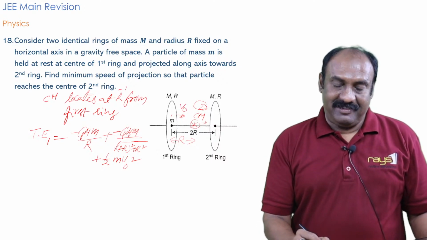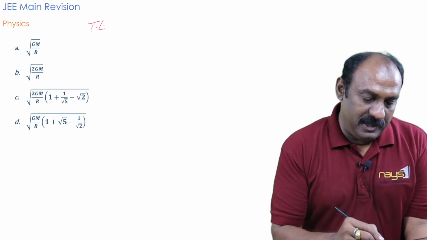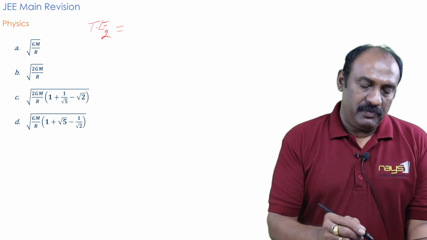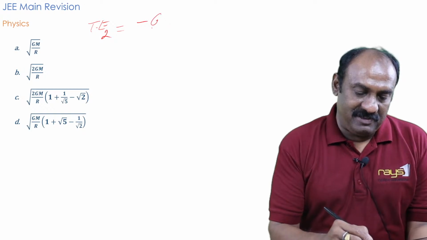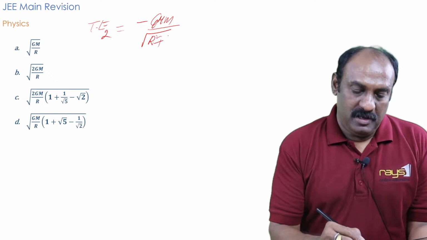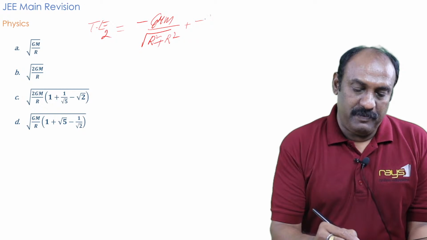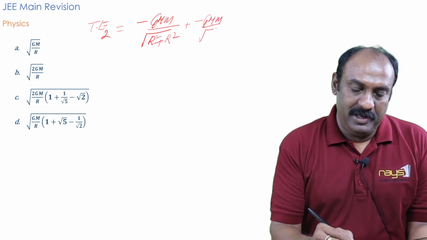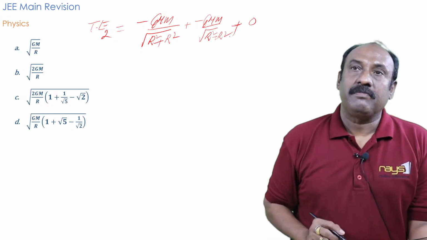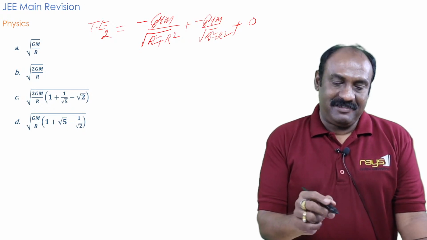Now, when it reaches the center of mass, the final energy of the body when it just reaches position 2: at position 2, the potential energy is minus G m m by square root of r square plus r square, and plus, for the second ring, minus G m m by root of r square plus r square, plus kinetic energy is 0. So this is the total energy of the projected body when it just reaches the center of mass.